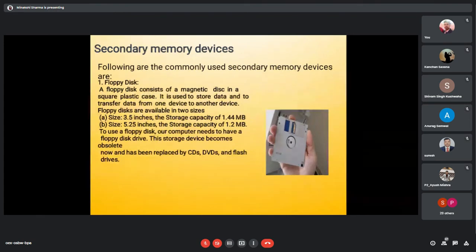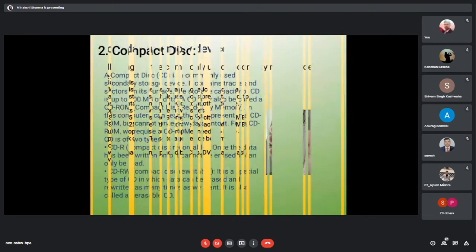Here are some secondary memory devices. First one is the floppy disk. A floppy disk consists of a magnetic disk in a square plastic case. It is used to store data and transfer data from one device to another. To use a floppy disk, our computer needs to have a floppy disk drive. This storage has become obsolete now and has been replaced by CDs, DVDs and flash drives.